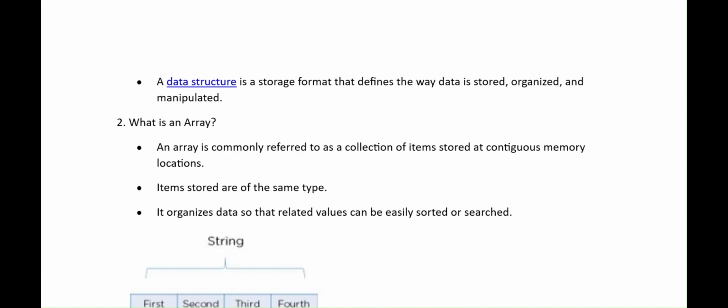A data structure is a storage format for how the data is stored. It defines how the data is stored and organized. And the next question is: what is an array? An array is a collection of similar items in continuous memory locations.